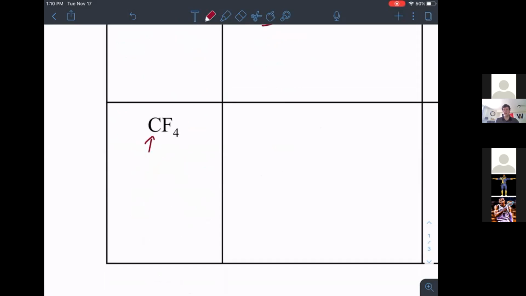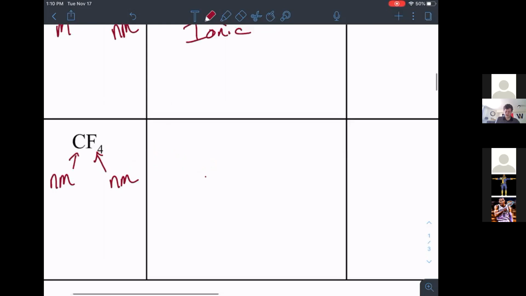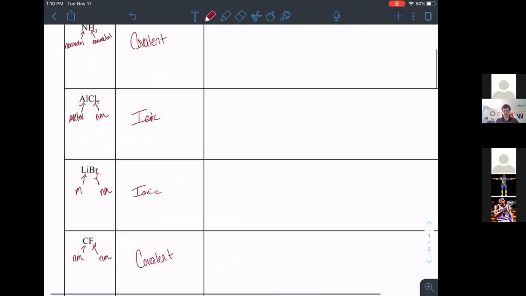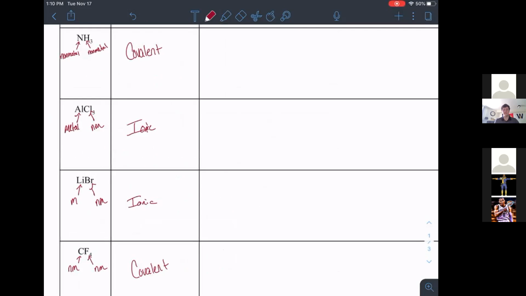Carbon, metal or non-metal? Non-metal. Fluorine, metal or non-metal? Non-metal. So 2 non-metals makes a covalent bond. Perfect. All right. Any questions so far on identification of ionic or covalent?